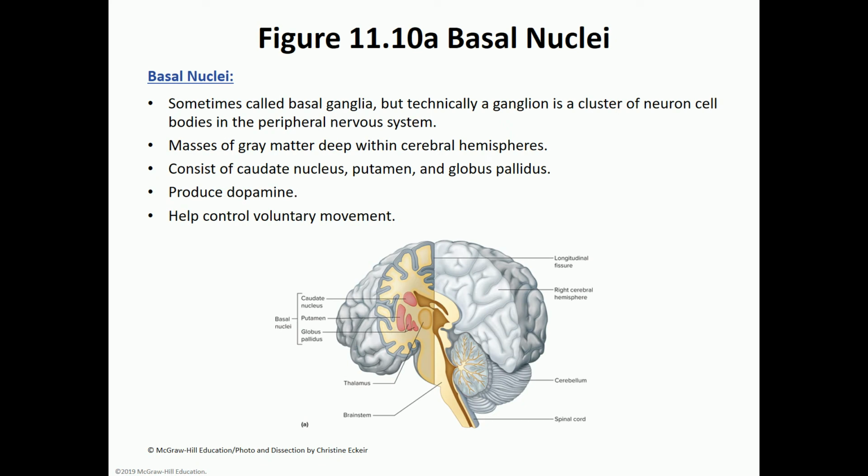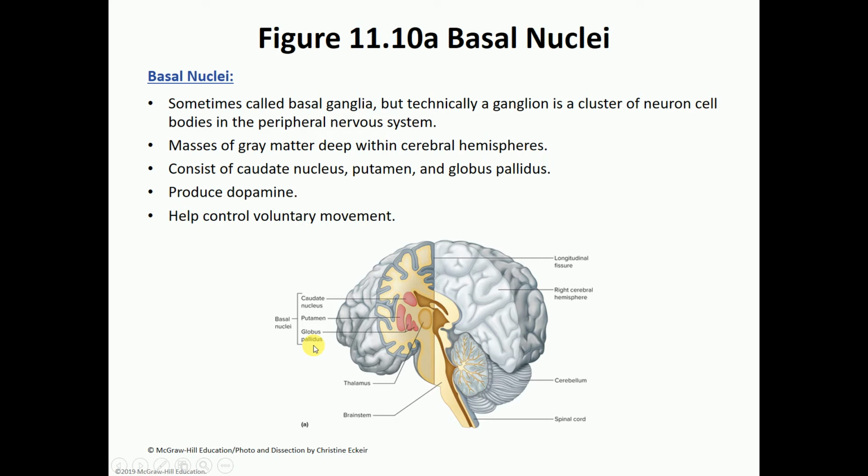The basal nuclei are a collection of cell bodies found embedded within the depth of the brain. Sometimes they're called basal ganglia, but the correct term is nuclei. A collection of cell bodies in the peripheral nervous system is known as a ganglia, while a collection of cell bodies in the CNS is known as nuclei or a nucleus. Because these are embedded within the cerebrum, they are correctly known as basal nuclei. There are more, but we need to know three of them: the caudate nucleus, putamen, and the globus pallidus.